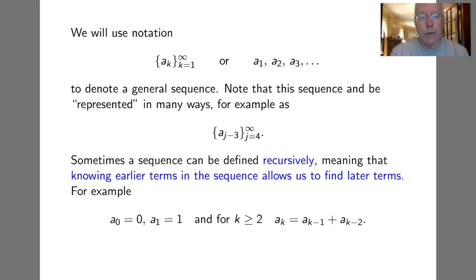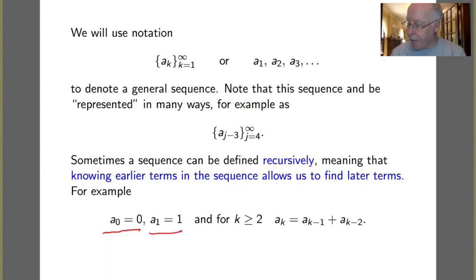Now, sometimes sequences are defined in a way that's called recursive, and that means that sometimes you'll need to know earlier terms in a sequence to find the later terms. A very well-known example of this is the following. Let's take the sequence that's defined as follows. We'll start by defining the first two terms, a0 and a1, as 0 and 1. And for k bigger than or equal to 2, the a sub k will be found by adding a sub k minus 1 and a sub k minus 2. That is, the two preceding sequence elements.